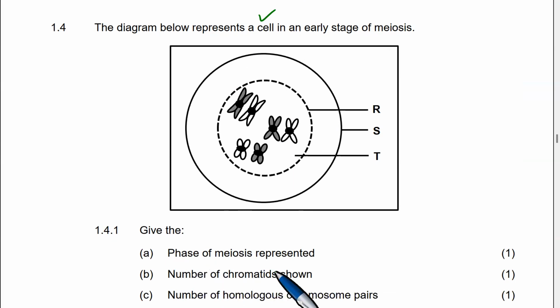Give the phase of meiosis represented. In 1.4.1, you would understand, because of the nature of the representation of this cell in the early stage of meiosis, that it is called prophase 1. Right, prophase 1.